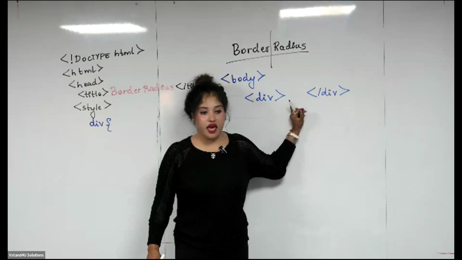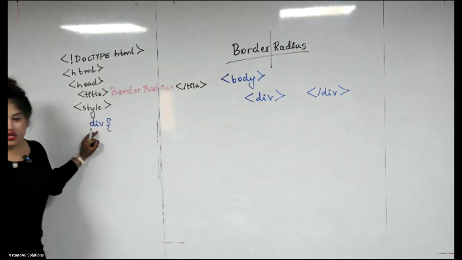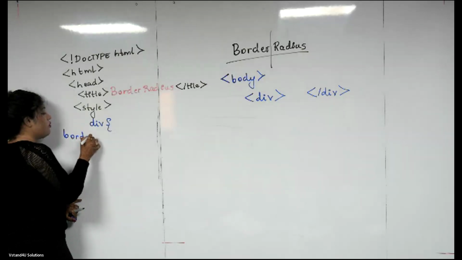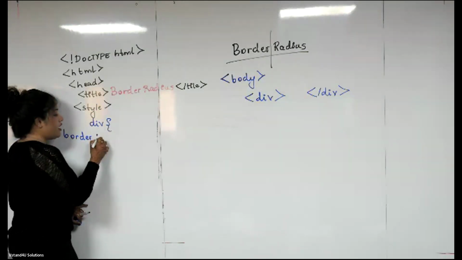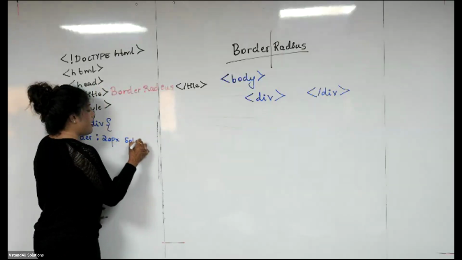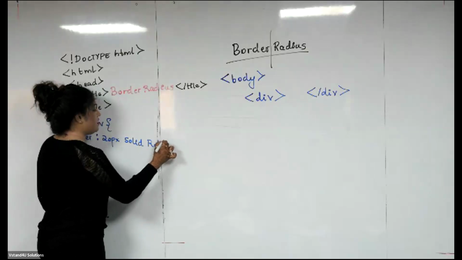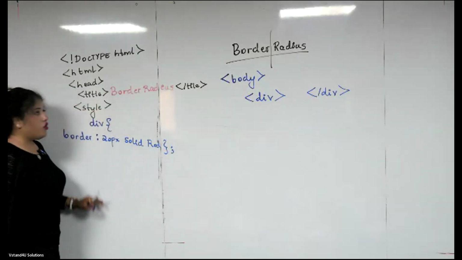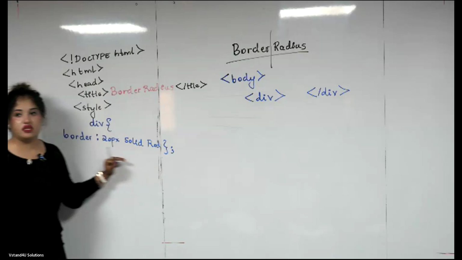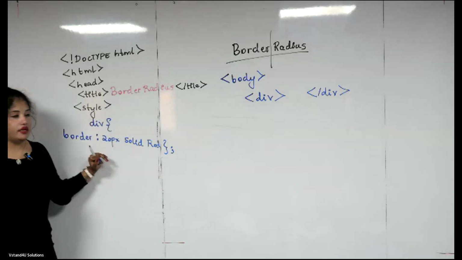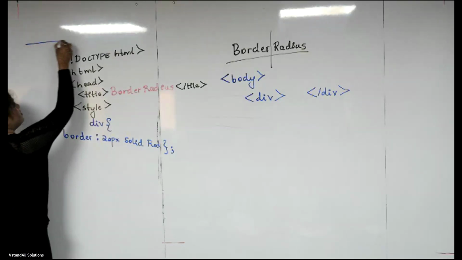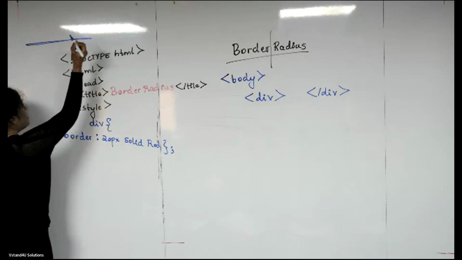Okay. I have considered the div element, yes or no? So now inside this, I will take one property called border, and inside this, let me mention the width, let me mention the style, and let me mention the color. Clear till here? Yes. Then see, as soon as I write this syntax, what will happen? How will my output be displayed? My output will be displayed like this. Yes or no?